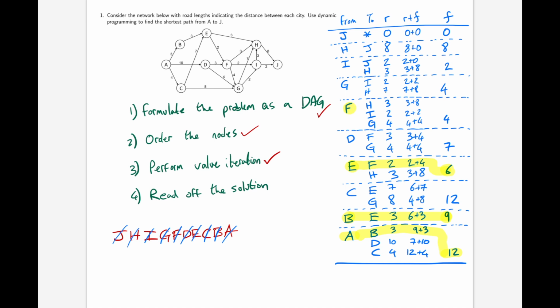The shortest path from F has value 4, and we got that by taking the route FI. The shortest path from I has value 2, and we got that by taking the route IJ. And of course, J is our destination, and so the shortest path from J is 0. And so we can read off our shortest path as A to B to E to F to I to J, and we know that will have length 12.